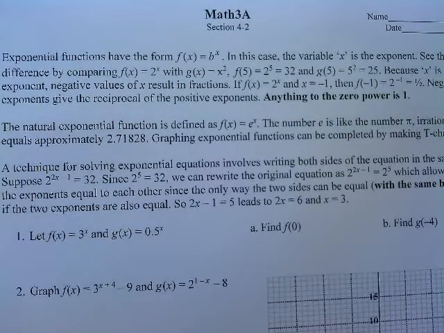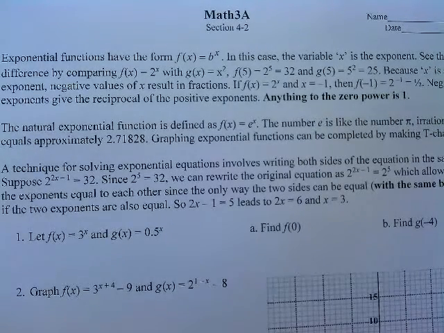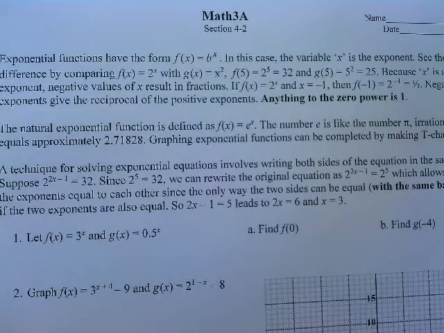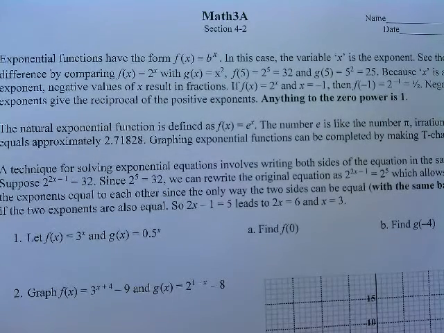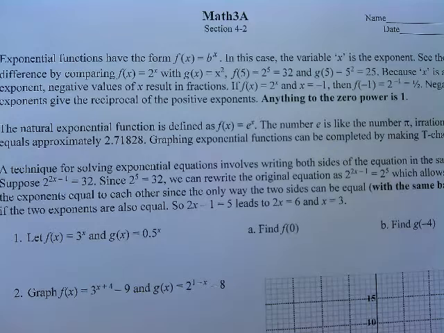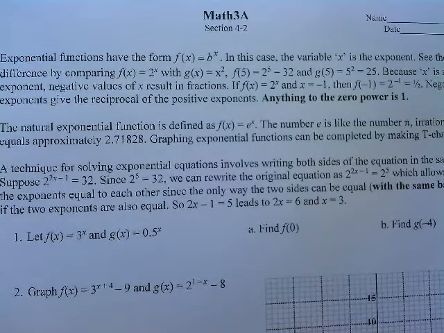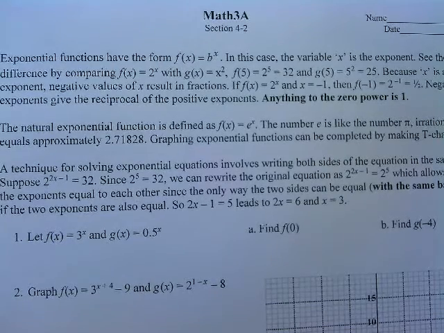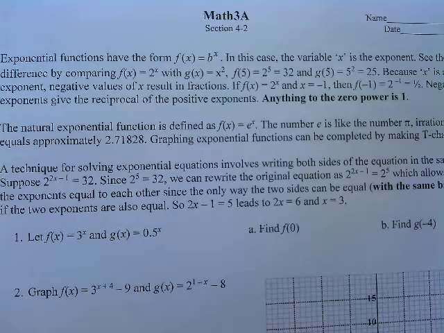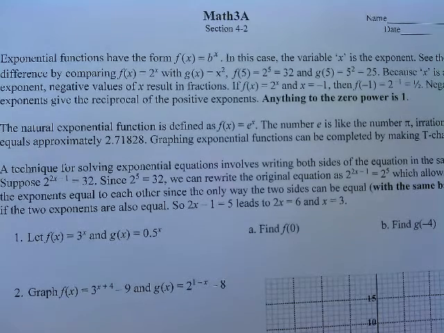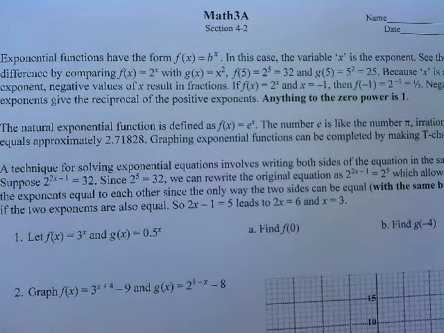Now, there's also what's called the natural exponential function, which is f of x equals e to the x. The number e is like pi. It's irrational. It never ends. It never repeats. To a few digits, e equals 2.71828. Exponential functions deal with things like growth and, say, radioactive decay. We can graph exponential functions by completing t-charts.